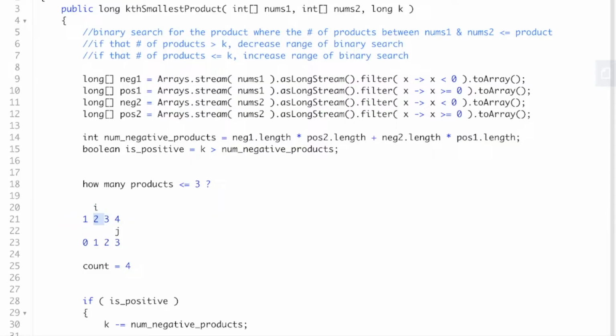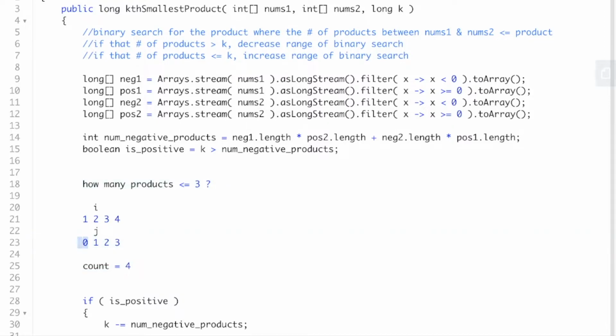Now 2 times 3 is 6. 6 is not less than or equal to 3, so we have to try smaller products. How do we try smaller products? We decrement j. Because again, this is decreasing, right? So if we keep trying smaller numbers, we'll try smaller products. So 2 times 2, that's 4. That's not less than or equal to 3, so we're going to decrement j again. 2 times 1 is 2. So 2 is less than or equal to 3.